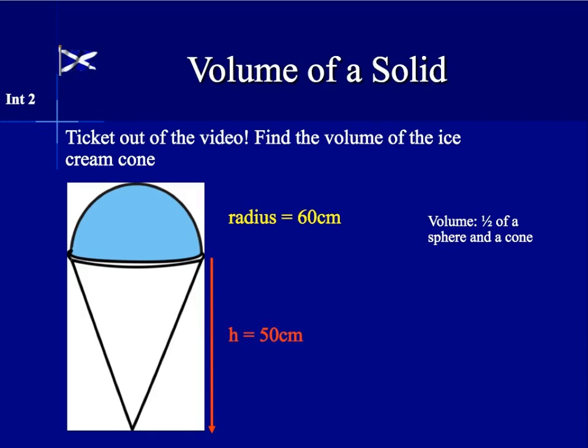Alright, so for your ticket out of the video, you're going to find the volume of the ice cream cone. So I hope you realize you're going to take the volume of half of a sphere, because you only have half of it. So find the volume of the sphere, then divide by 2, and add it to the volume of the cone. So you have 2 parts that you're going to have to add these 2 things together. Make sure you put your answer in the text box that appears when you press submit the assignment.